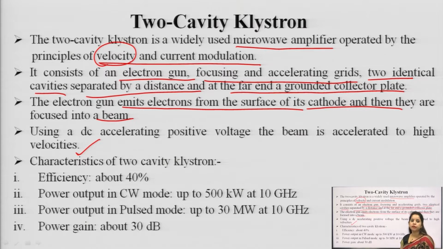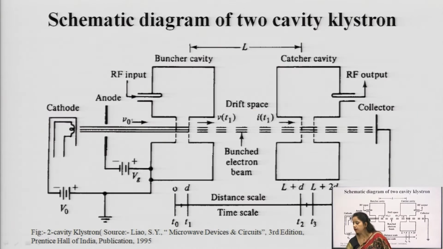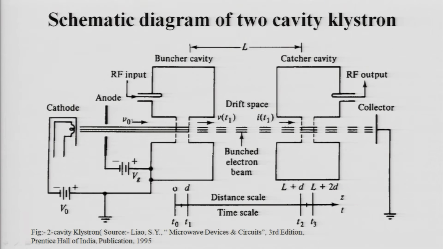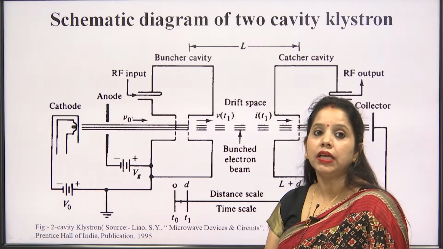Now, the characteristics of a two-cavity klystron: efficiency is about 40%, power output in continuous wave mode is up to 500 kilowatt at 10 gigahertz, power output in pulsed mode is up to 30 megawatt at 10 gigahertz, and power gain is about 30 dB. Now, here comes the schematic diagram of a two-cavity klystron.